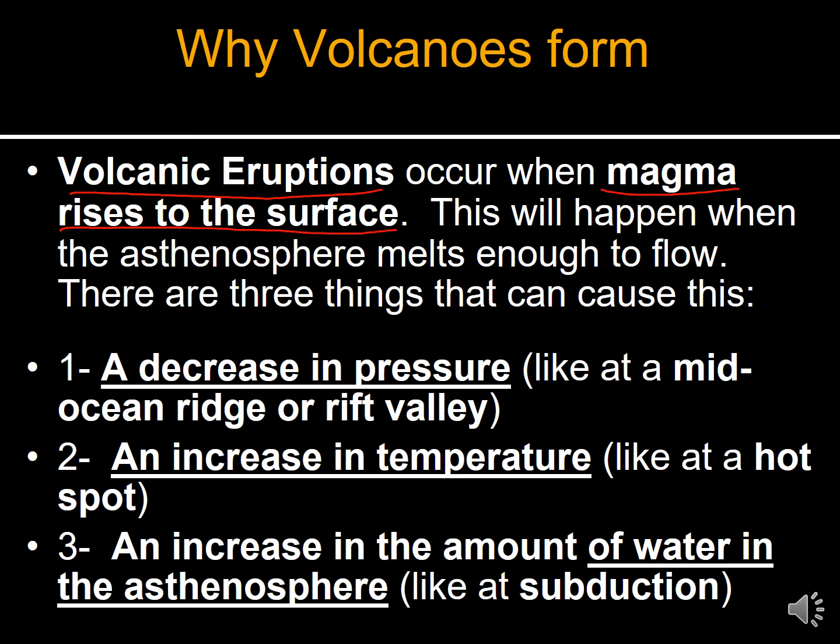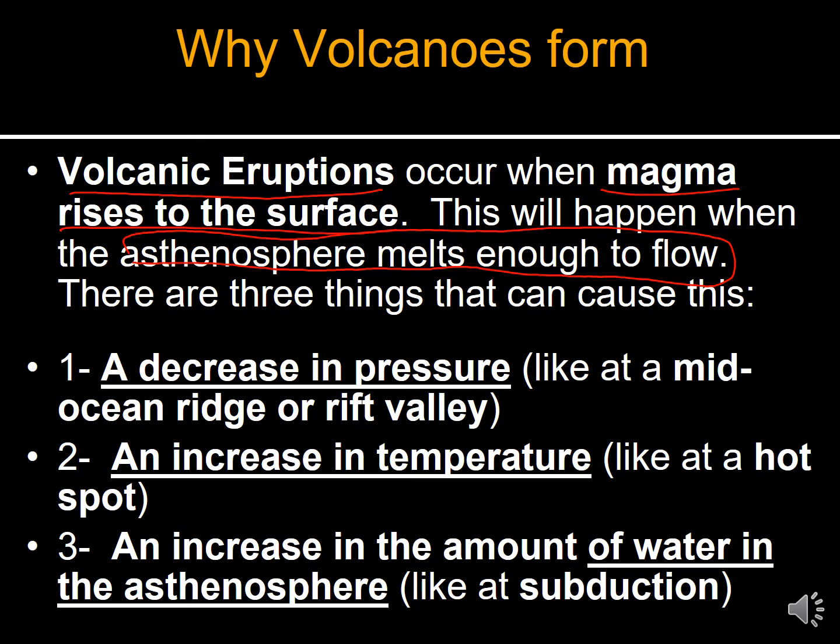And after a while, when the pasta is cooking inside of the boiling pot, the water runs over. You start seeing the foam and the white and the bubbles all at the top, and it's running over. And the reason why it's running over is because it got too hot and it rises to the surface. So that's basically how volcanic eruptions are. It occurs when the magma rises to the surface. Now this will happen when the asthenosphere melts enough to flow.